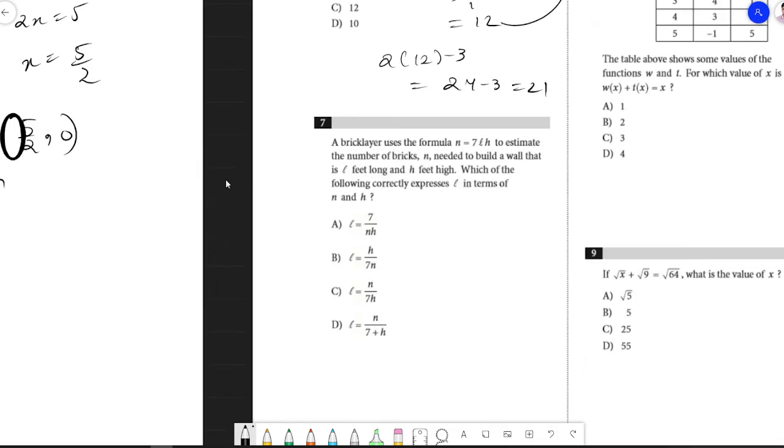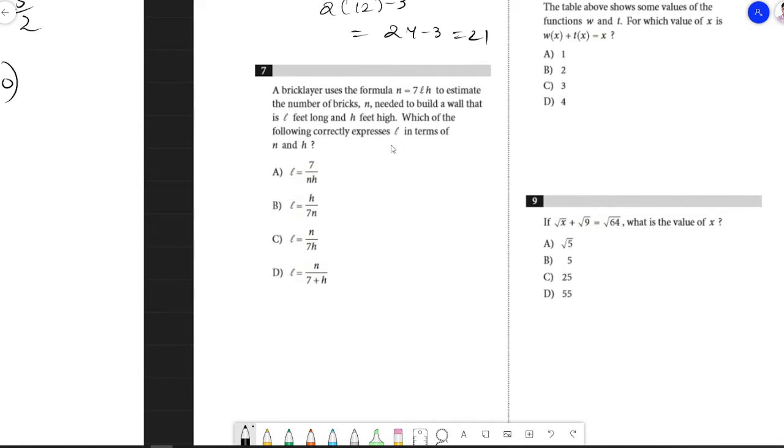Yes, question 7. A bricklayer uses a formula n equals 7LH to estimate the number of bricks n needed to build a wall that is L feet long and H feet high. We have to represent L in terms of n. So we have n equals 7LH, and I have to isolate the term L.